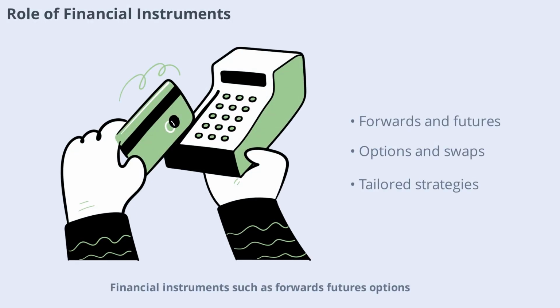Financial instruments such as forwards, futures, options, and swaps are essential tools for hedging Forex risk. Each instrument has its own advantages and limitations, and the choice depends on the company's specific needs and risk profile. Understanding these tools is key to building an effective risk management strategy.